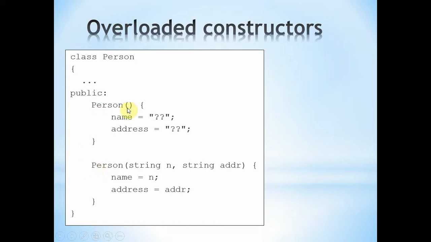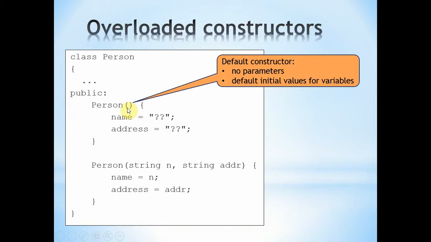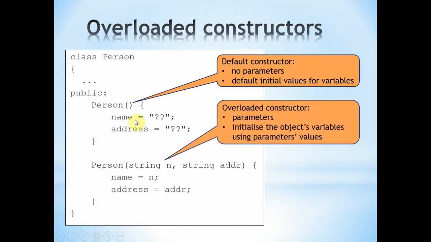This one is known as the default constructor because it has no parameters and therefore it provides a default value for those private variables. On the other hand, this one is what's known as an overloaded constructor because we're repeating the name of the method, but we have a different parameter list. And here we're providing a value for name and for address as parameters. And we're using those parameter values as the initial values of the private variables for the object.